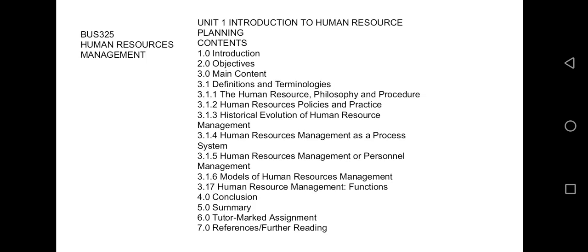3.13, Historical Evaluation of Human Resource Management. 3.14, Human Resource Management as a Process System. 3.15, Human Resource Management or Personnel Management. 3.16, Models of Human Resources Management. 3.17, Human Resources Management Functions. 4.0, Conclusion. 5.0, Summary. 6.0, Tutor Marked Assignment. 7.0, References. Further reading.